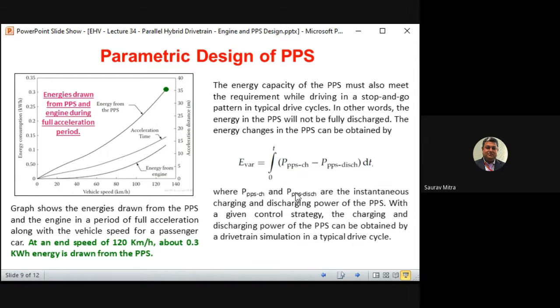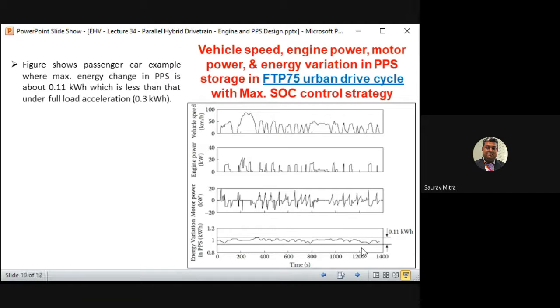Here P_PPS charge and P_PPS discharge are the instantaneous charging and discharging power of the PPS. With a given control strategy, the charging and discharging power of PPS can be obtained by a drivetrain simulation in a typical drive cycle. For that, generally four cases are given. This is an FTP75 urban drive cycle. This kind of graph you have to produce, not the exact thing, but at least see these patterns and produce something similar.